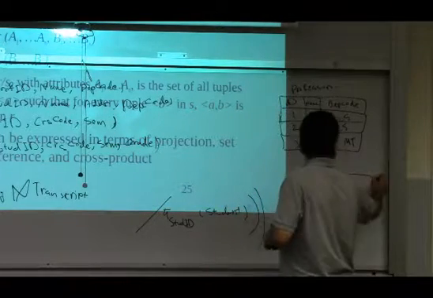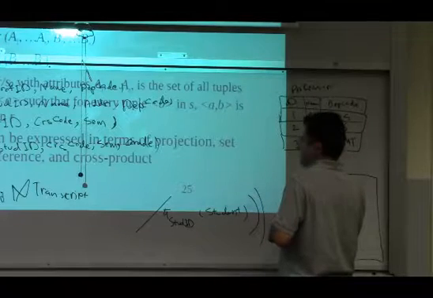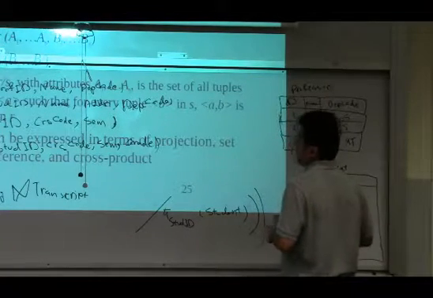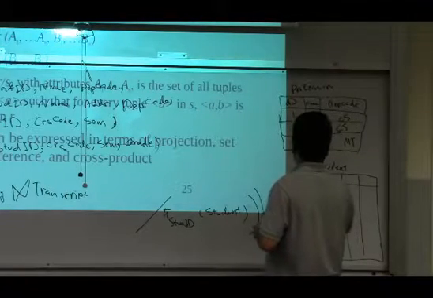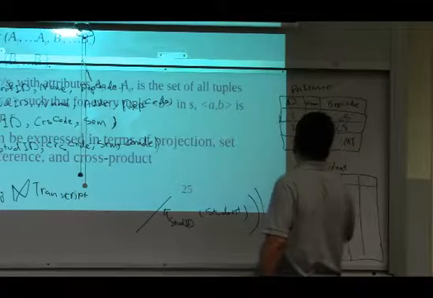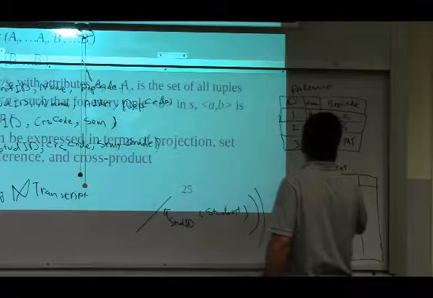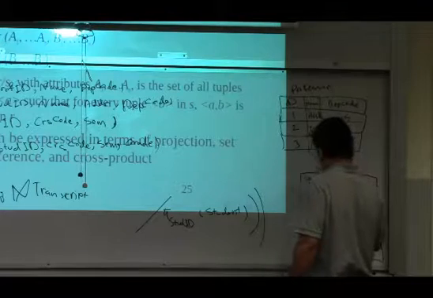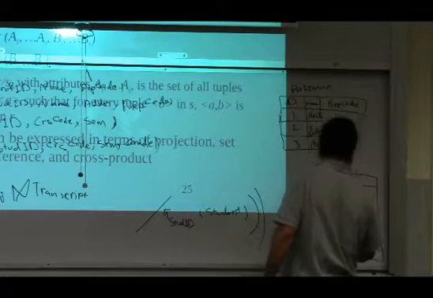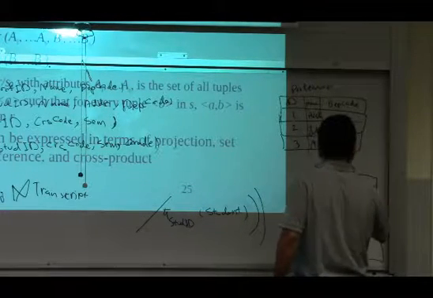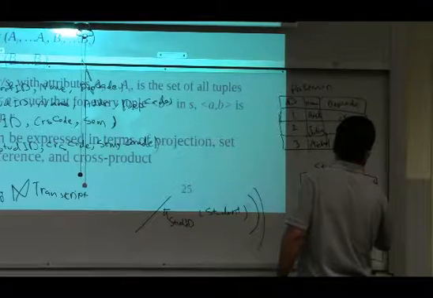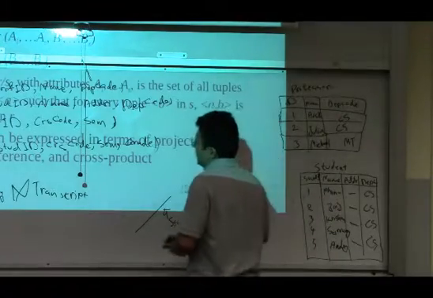Suppose that we have students. Student ID: one, two, three, four, with some address for each. Okay, so this is the student table.